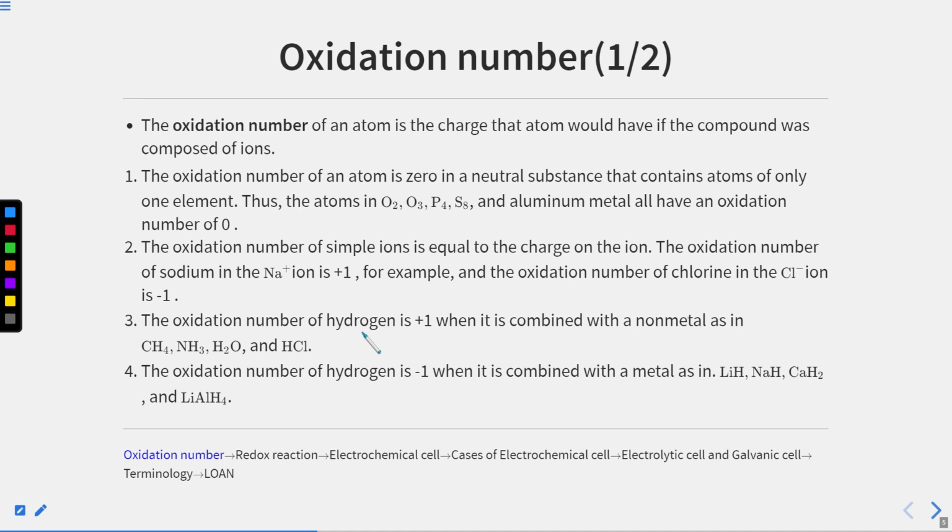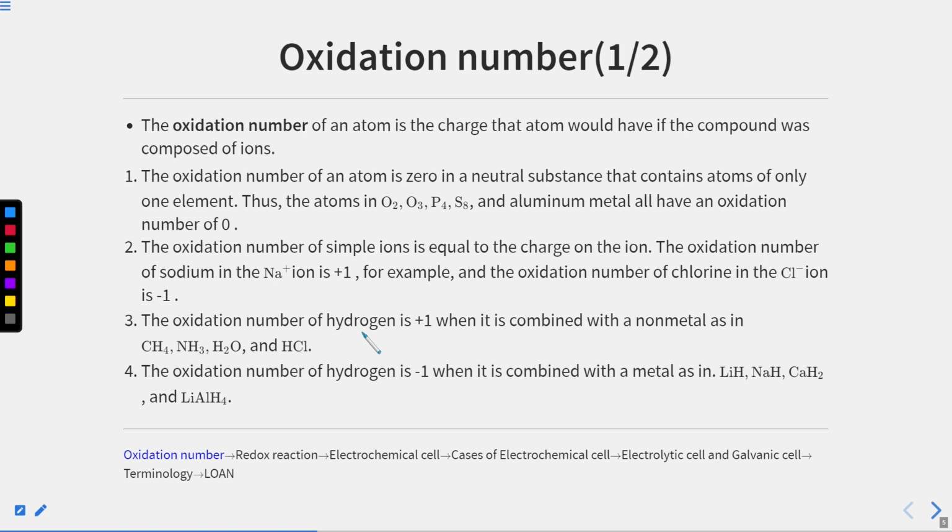So first it is oxidation number. What is oxidation number? It is a hypothetical number assigned to an atom in a compound, which is the charge if the compound was composed of ions, right? So it is not an actual charge or actual number. It is a hypothetical charge that is assigned to the atom in a compound if the compound was composed of ions.